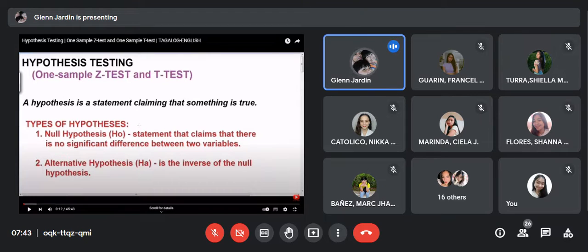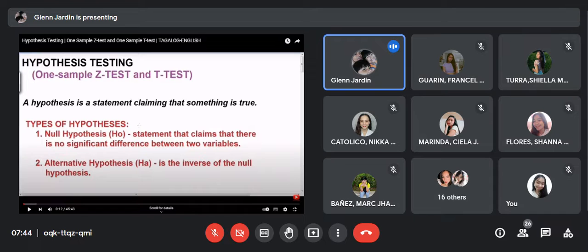Okay, topic for today is one sample Z-test and T-test. This is another kind of T-test because it refers to one sample only. The first T-test we did was two sample, meaning two groups of data were taken. Here, only one group. And then one statistic again is the Z-test.